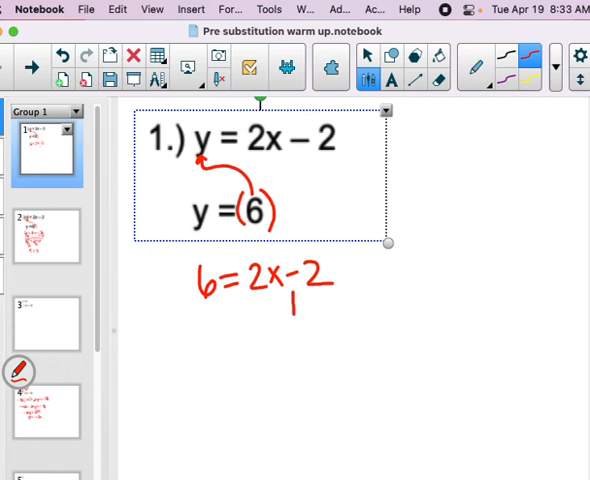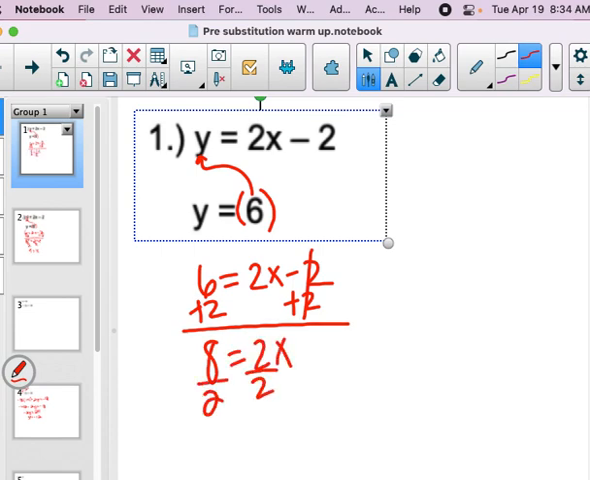So we could add 2 to both sides, and we'd have 8 equals 2x, divide both sides by 2, and so you know your answer is 4.